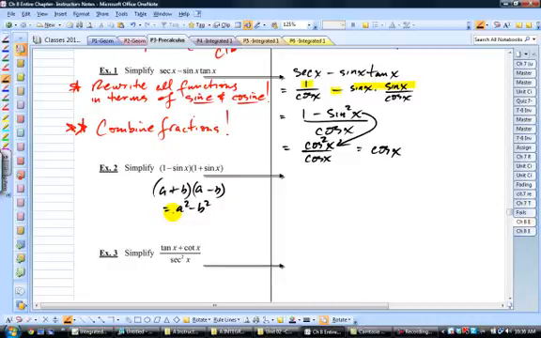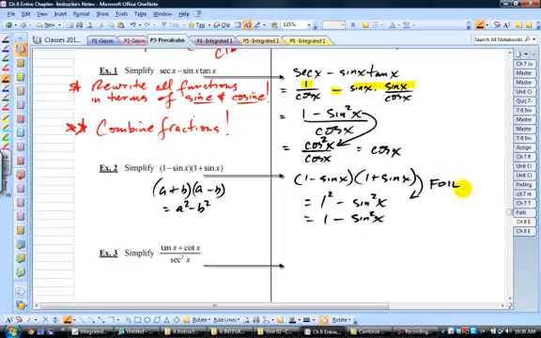This is from algebra. So when you take 1 minus sine x and multiply it by 1 plus sine x, you're going to get 1 squared minus sine squared x, which is just 1 minus sine squared x here. Or you can use FOIL. You can do it the long way. I just use my identities from Algebra 1.